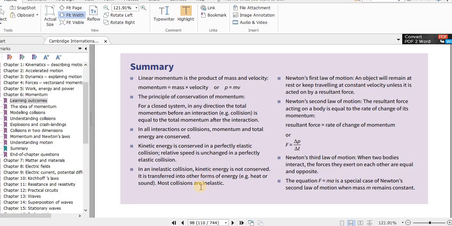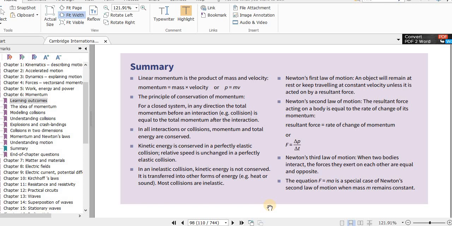In an inelastic collision, kinetic energy is not conserved, and also the relative speed of approach is not equal to relative speed of separation. So what is happening in this inelastic collision? Kinetic energy is transferred into other forms of energy, example heat or sound. Most collisions are inelastic.